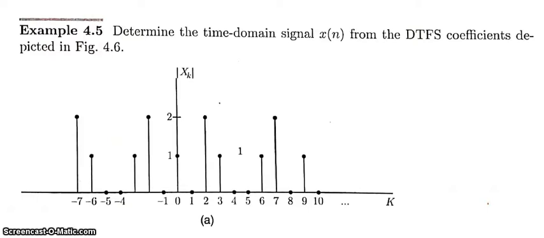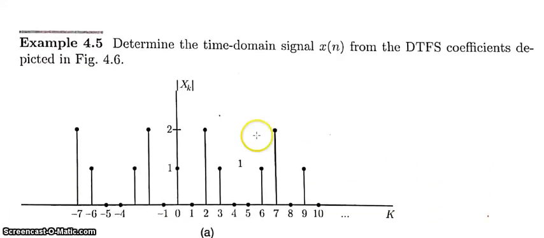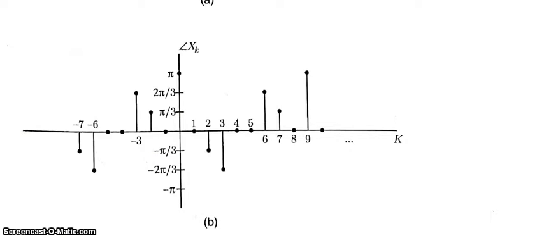This lecture is a continuation of the problems based on discrete time Fourier series. I'll read the question. Determine the time domain signal x of n from the DTFS coefficients shown in the figure. In this question you are given the magnitude and phase spectrum. The first diagram is the magnitude spectrum, that is modulus of X_k versus k, and the second diagram is the phase spectrum, angle of X_k versus k.